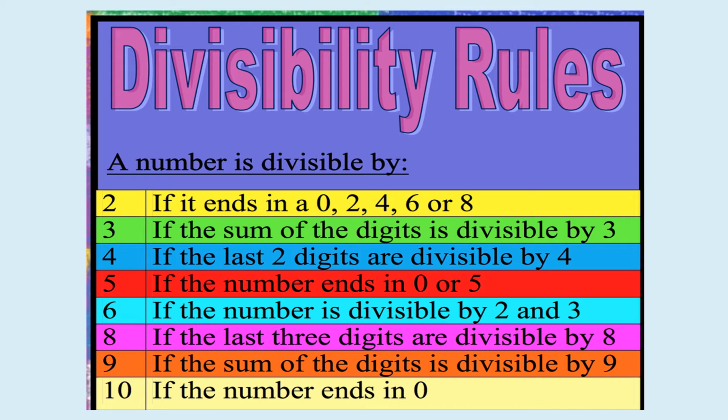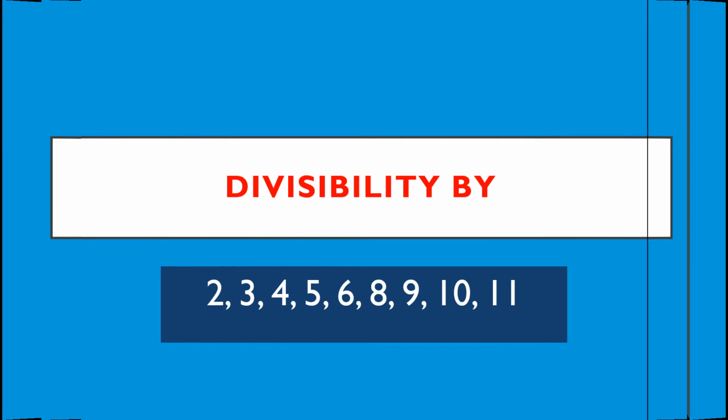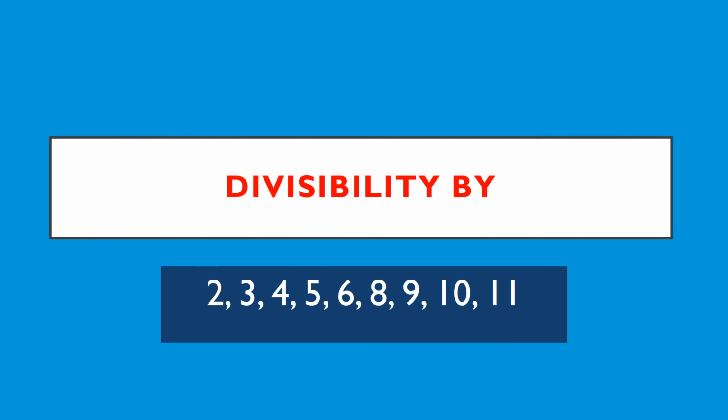Now, a divisibility rule is a set of rules which tells whether a number is divisible by another number without doing any division. A number is said to be divisible if on dividing the number by that number we get the remainder 0. In this video, we'll discuss divisibility tests by 2, 3, 4, 5, 6, 8, 9, 10 and 11.